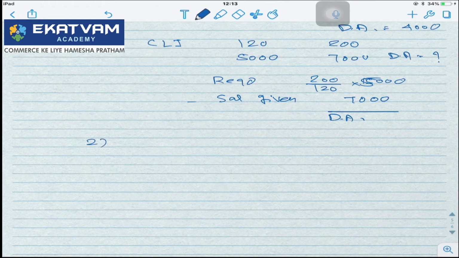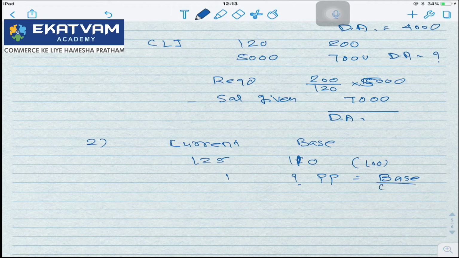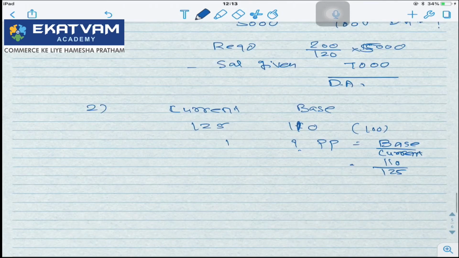The second application is when the current CLI is something, suppose it is 125, and the base CLI is something, suppose it is given to be 110, otherwise we take 100. If this is 1, then what is this? That is called the purchasing power of a rupee. So whenever it comes to purchasing power of a rupee, mind well, this is base CLI upon current CLI, always. And therefore this is 110 over 125. Whatever it comes, it is going to be point something.